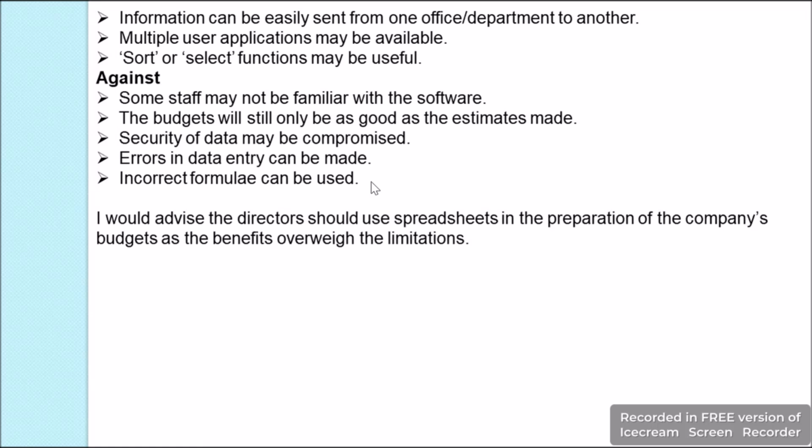However, when we consider the advantages of using the spreadsheet, they are more than the disadvantages. Hence, I would advise the P Limited to use the spreadsheet in preparation of the company's budget. With this, we have completed the question.